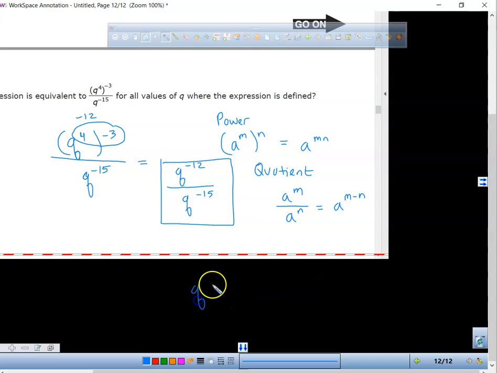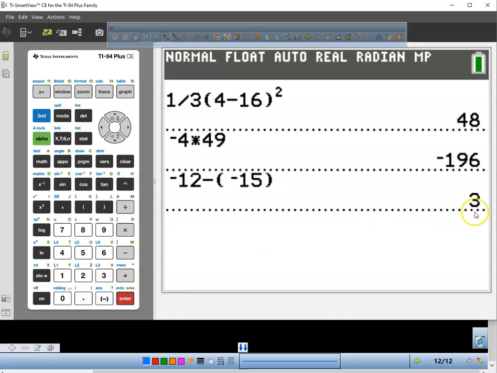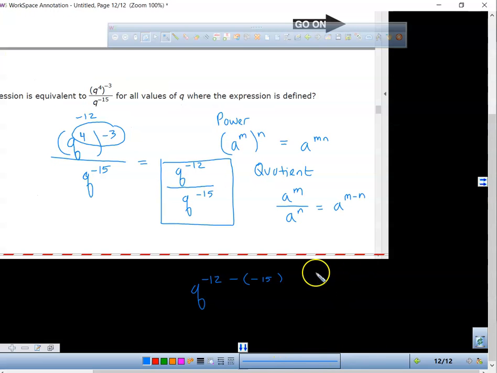So we have q to the power of negative 12, and I'm going to take away what number? I'm going to take away a negative 15. So put minus a negative 15. How would you do that in the calculator? It's very easy. Just type in negative 12 minus, open parentheses, negative 15, close parentheses, and you get 3. So this just becomes q to the power of 3, and that's your answer.